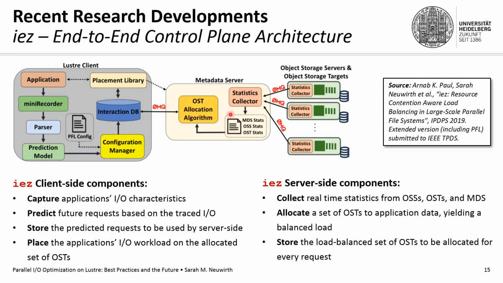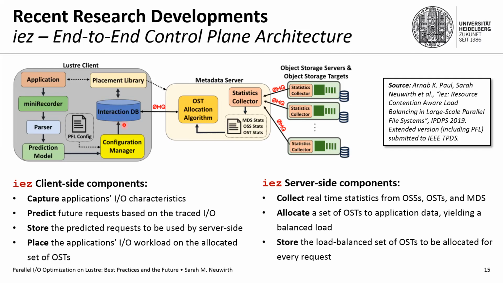On the server side, on the other hand, you collect real-time statistics of all of the storage servers and of the metadata server. All of those statistics are collected and fed into the OST allocation algorithm in order to ensure that these resources are equally utilized. And then the OST allocation algorithm feeds the set of OSTs to be used back into the interaction database.